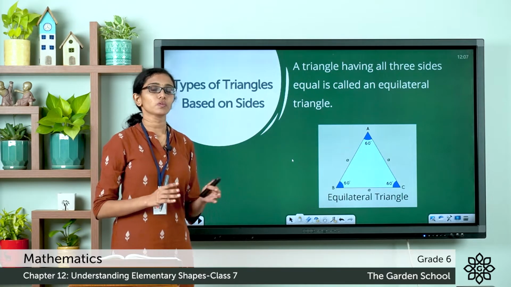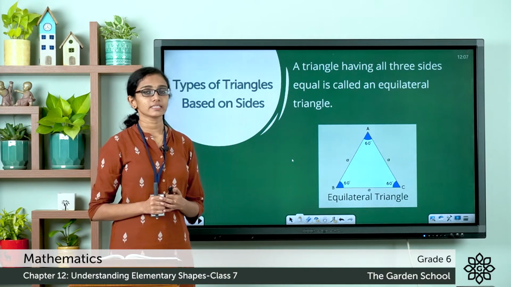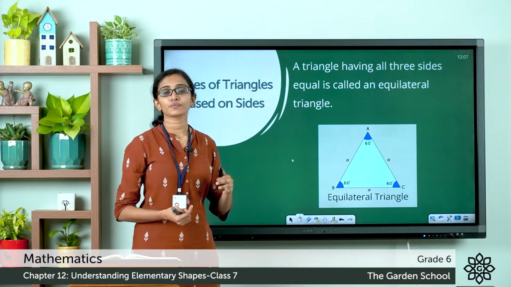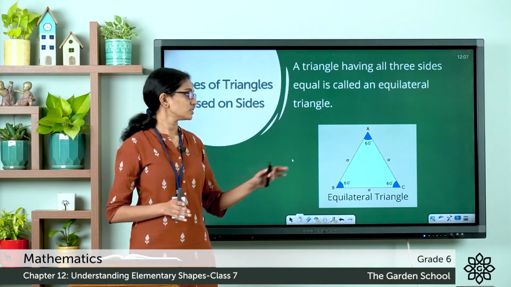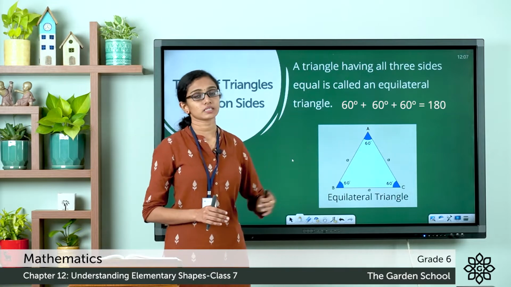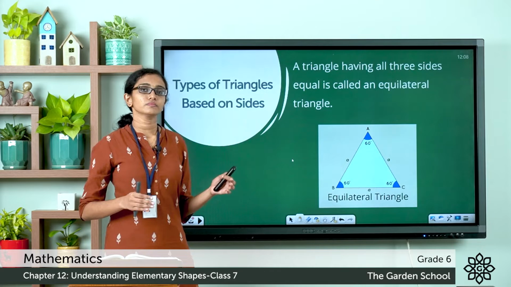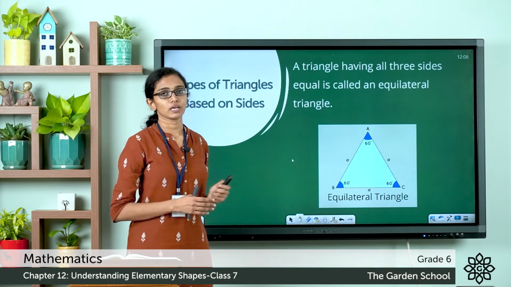So, like we said before, for any triangle, the sum of its interior angles will be equal to 180 degree. So, for an equilateral triangle, all the interior angles are of the same measure and each angle will be 60 degree. So, 60 plus 60 plus 60, it is equal to 180 degree. So, a triangle with all the sides of the same length is called an equilateral triangle.